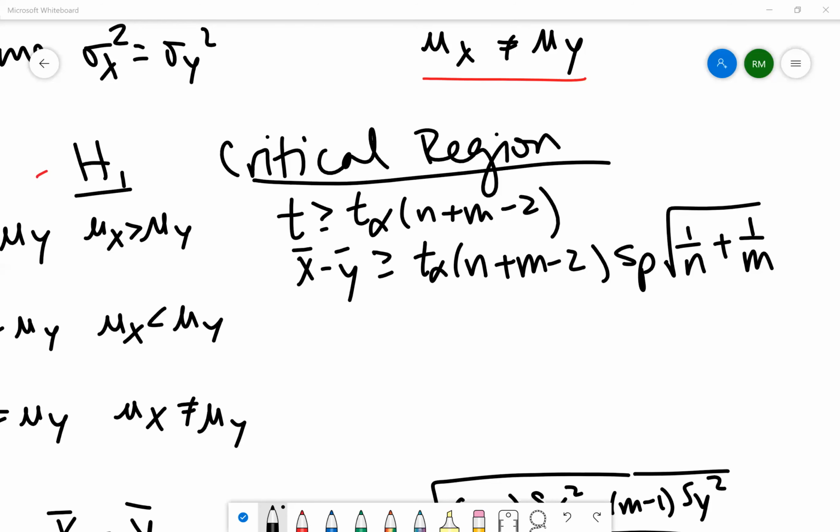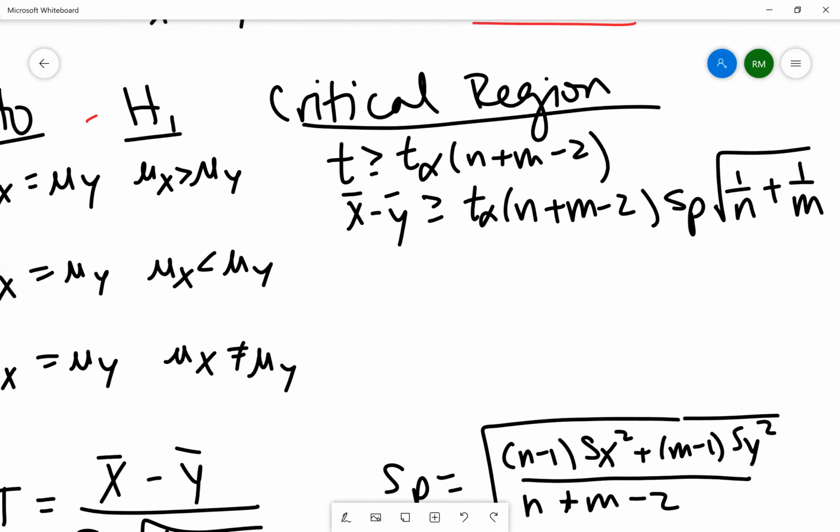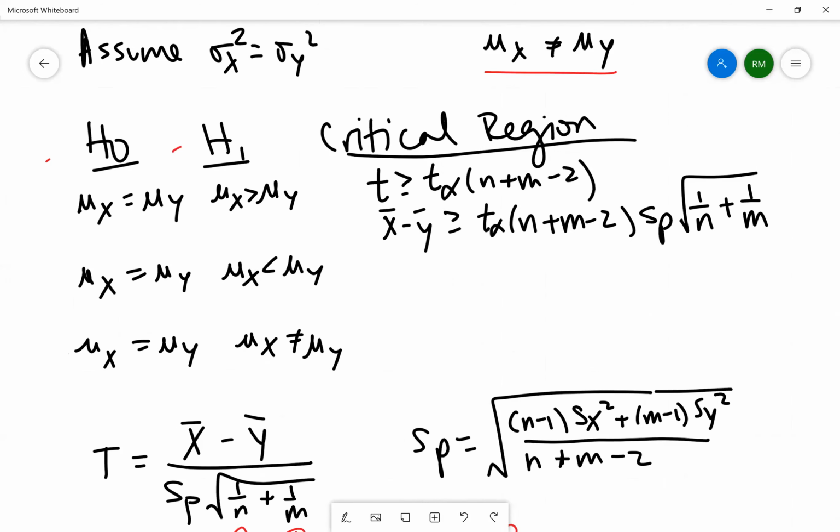All right, so that is the critical region for the alternate hypothesis that the mean of x is bigger than the mean of y. And I'll let you do the one below it. That's the case where the alternate hypothesis is that the mean of x is below the mean of y. And I'll do the bottom one. I'll at least show the t-value part.